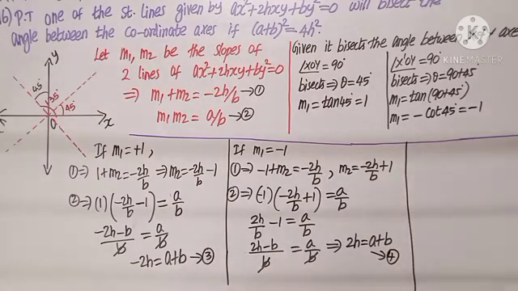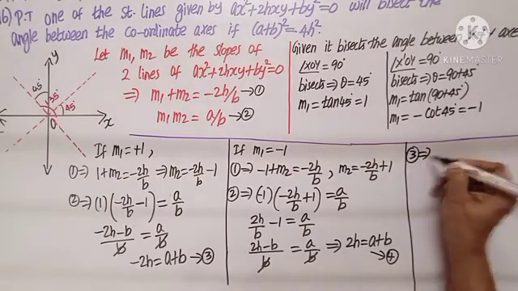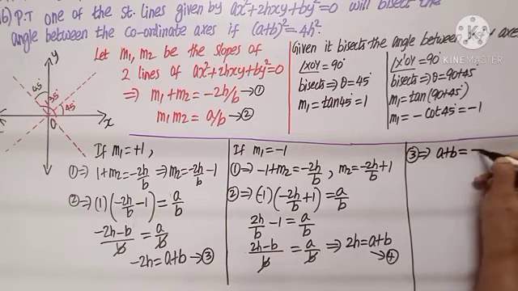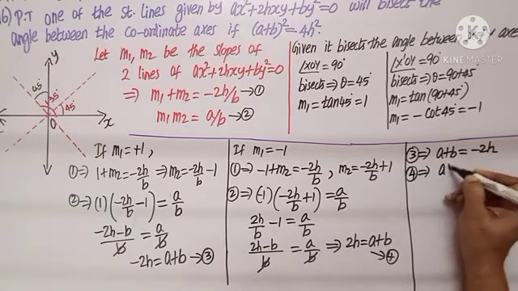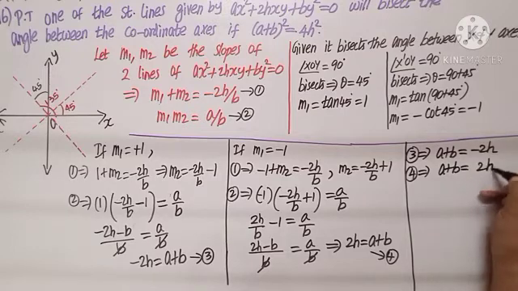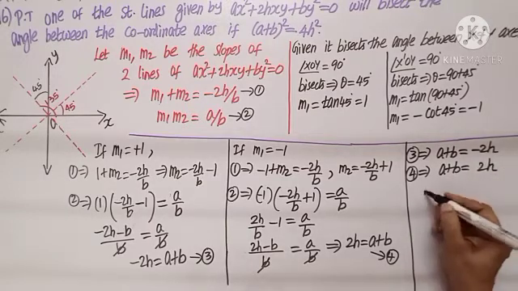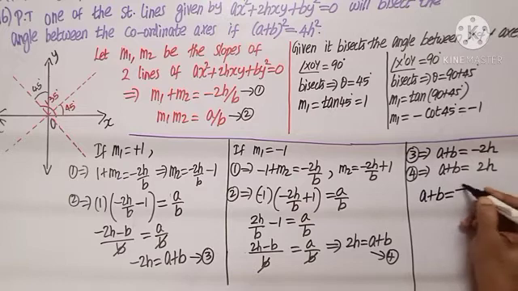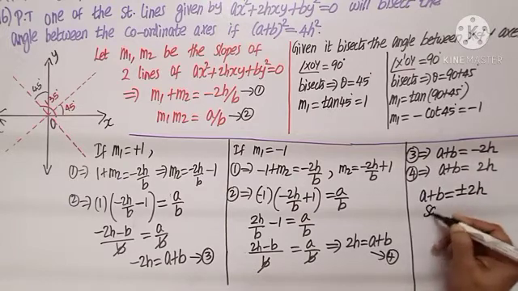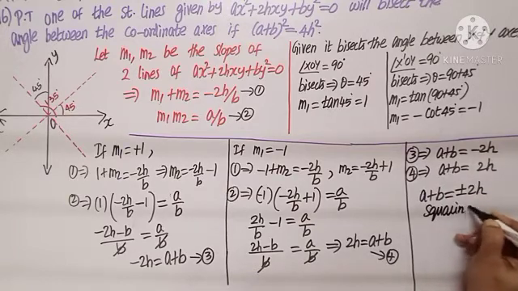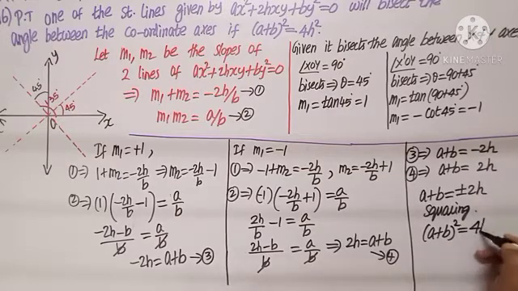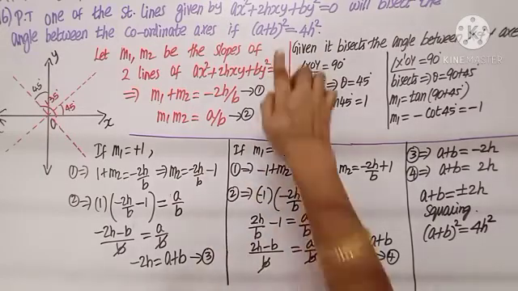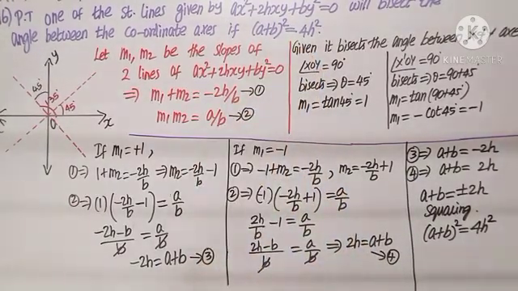Now, let us see 3 and 4. The third equation tells a plus b is minus 2h. The fourth equation tells a plus b is 2h. So, together I will say a plus b is plus or minus 2h, or squaring we arrive at the result: a plus b the whole square is 4h square, and that is the expected result.